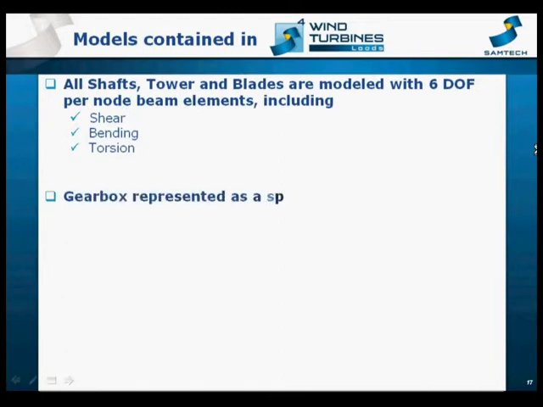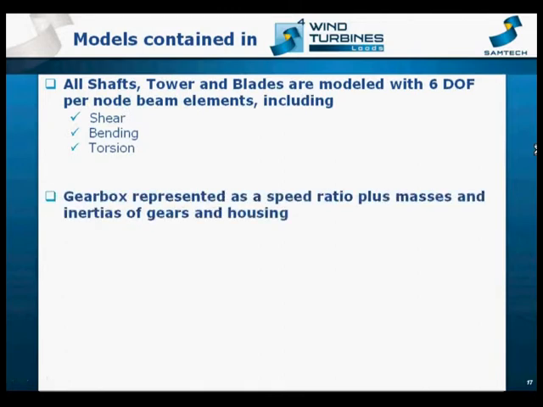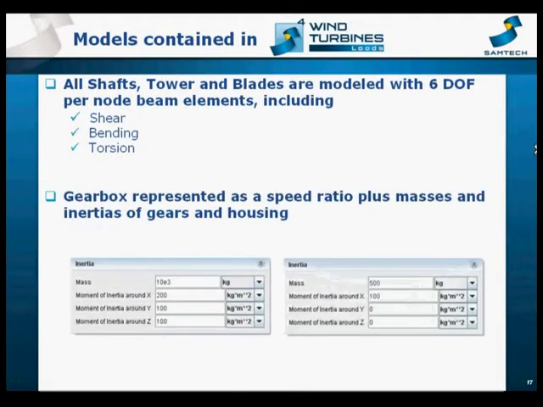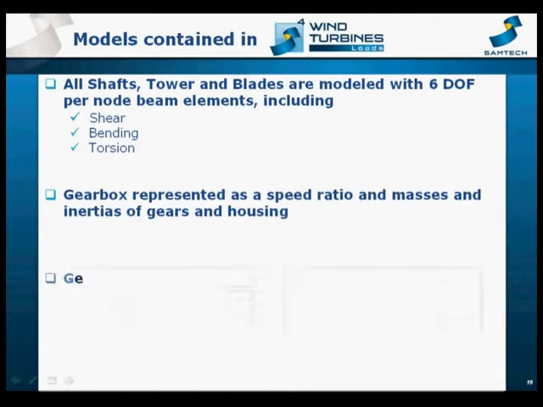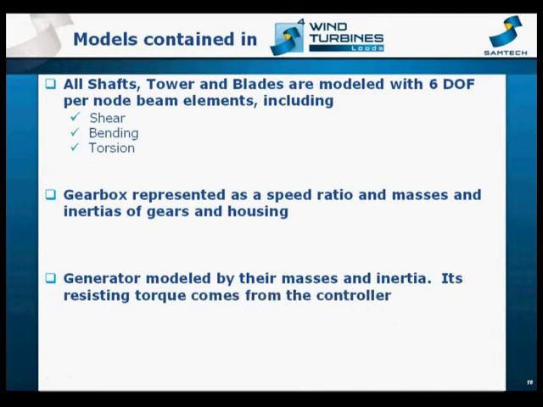In simple models, gearboxes are usually represented by rotational speed ratio, as well as by mass and inertia properties of the gears and housing. Stiffness of the yokes can also be added. A generator, in the simple model, is represented by its inertia and mass properties. The corresponding torque versus rotational speed curve is usually an input driven by the controller of the turbine.